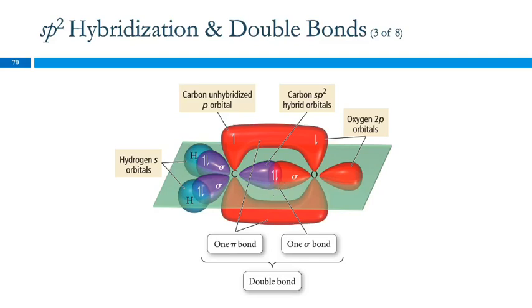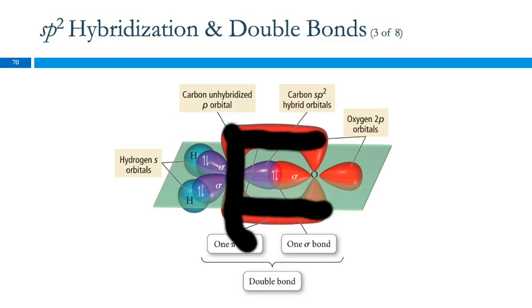Sigma bonds are spherical. They're end-to-end overlap. This bond is not, and so this is a pi bond. This is not why it's called a pi bond, but it kind of looks like a pi if you turn your head sideways. Okay? So there's two kinds of bonds. There's sigma bonds and pi bonds.